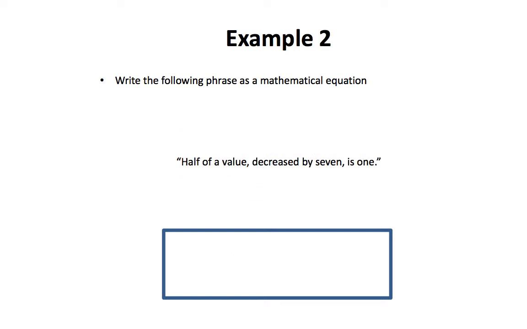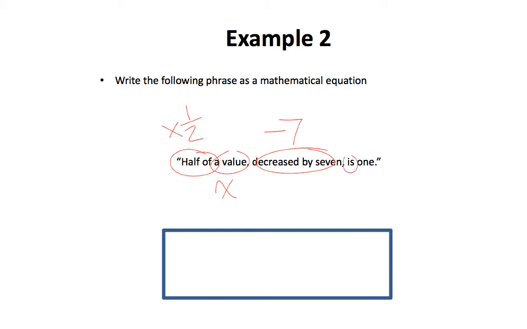In our second example, we want to write the following phrase as a mathematical equation. Half of a value decreased by 7 is 1. Half of corresponds to multiply by 1 over 2. A value corresponds to a variable. I'm going to use the variable of x. You can use y. Decreased by 7 corresponds to subtract 7.